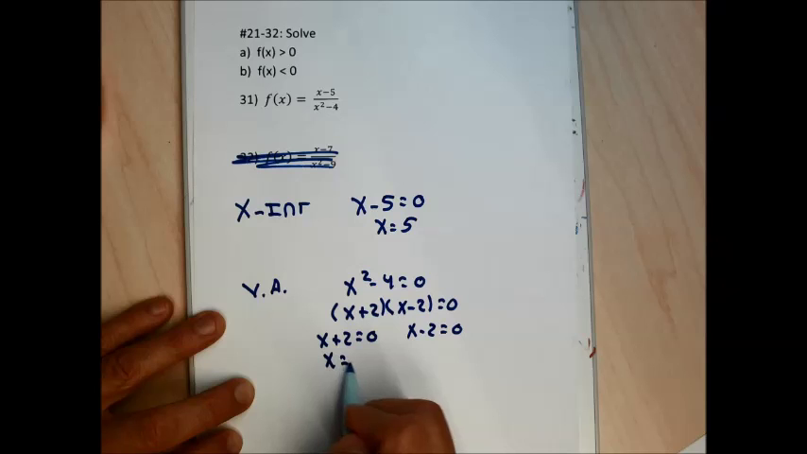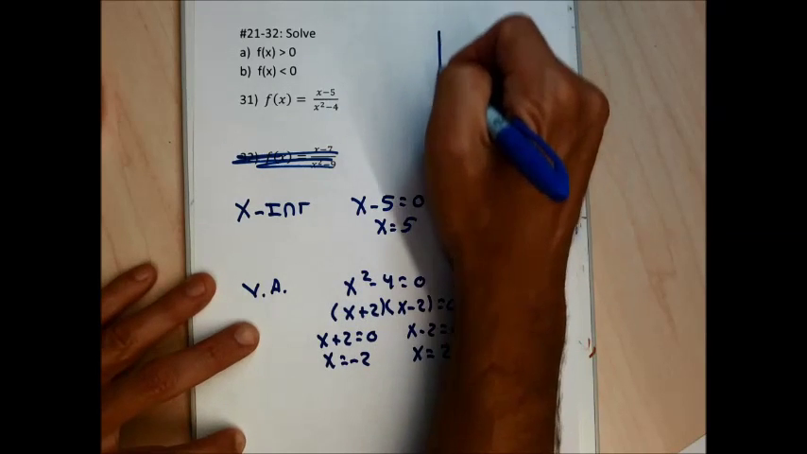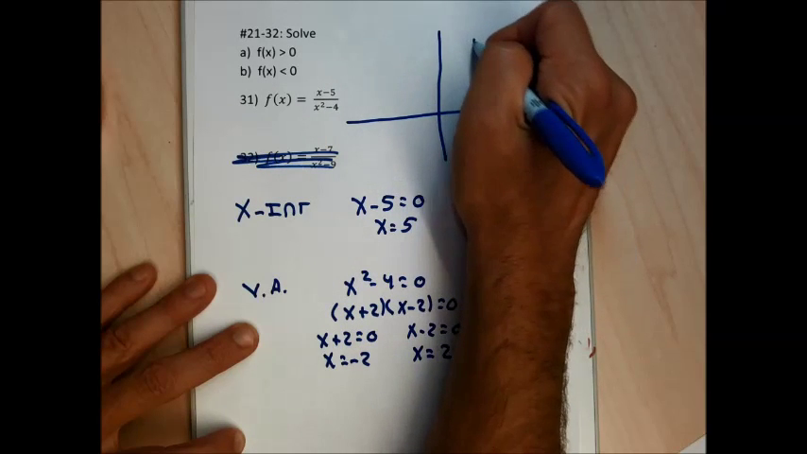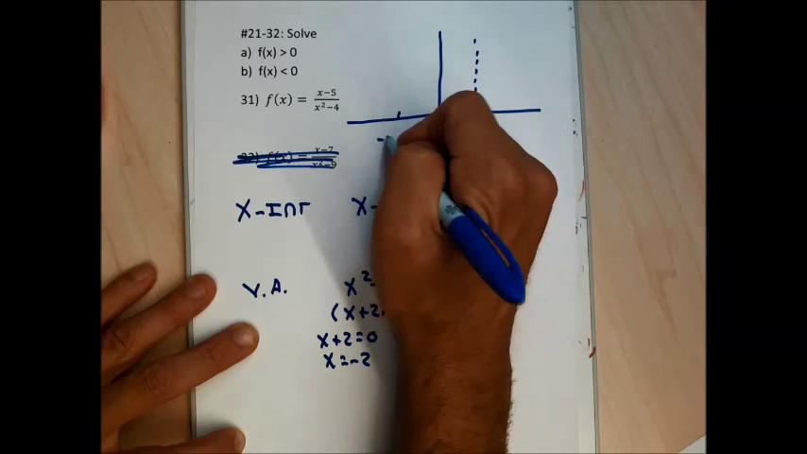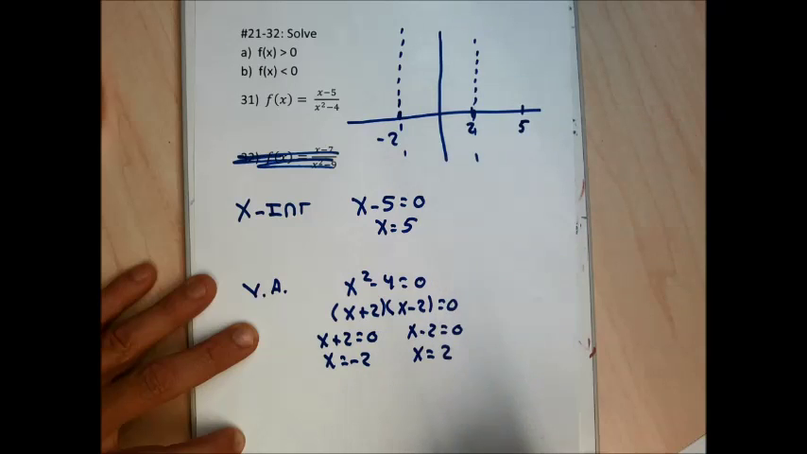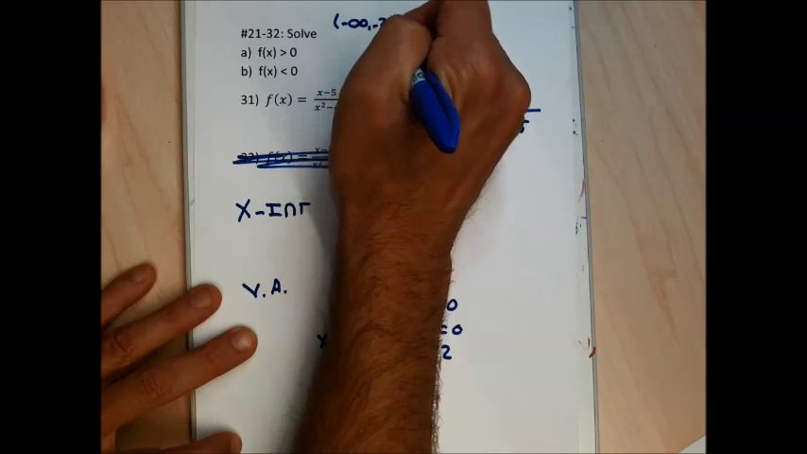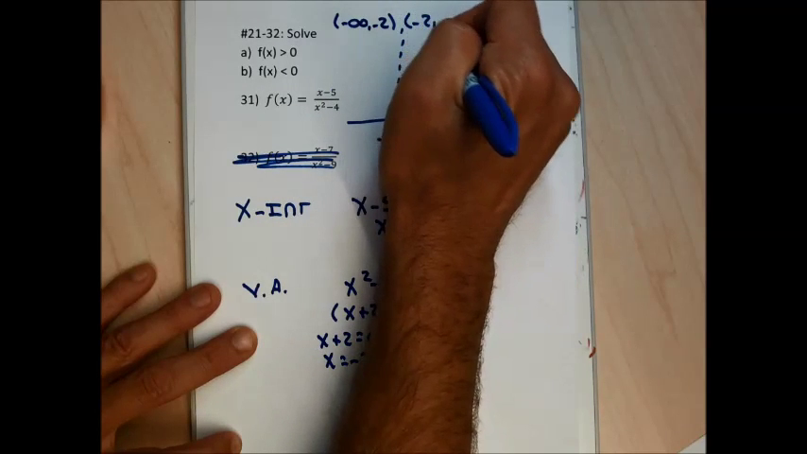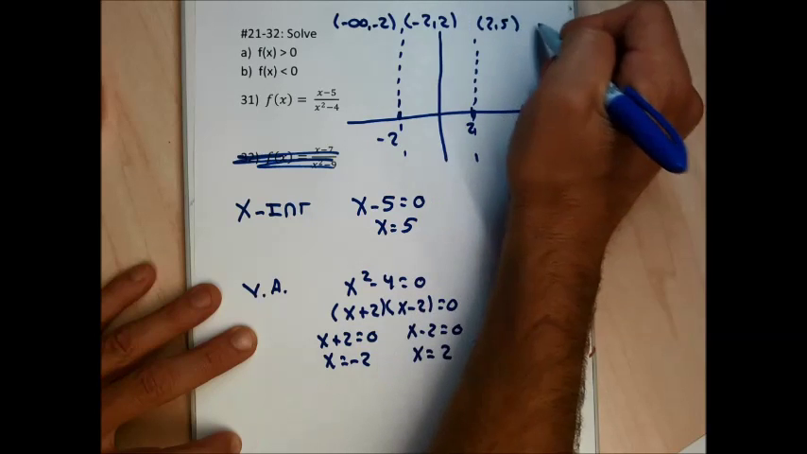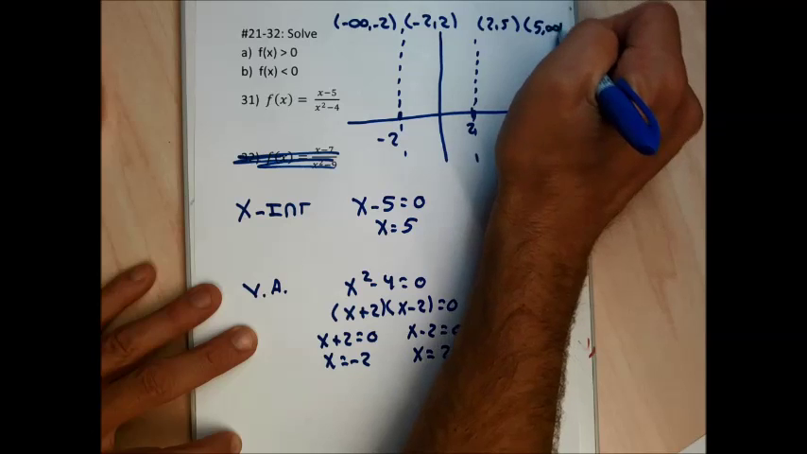And you get x equal to -2 and x equal to 2. So graphically, I'm going to have a vertical asymptote at +2, a vertical asymptote at -2, and an x-intercept at 5. The intervals that I'm going to get are -∞ to -2, -2 to 2, +2 to 5, and +5 to infinity. I got lazy, didn't write the infinities on my axes, but I kind of knew that they were going to be there.